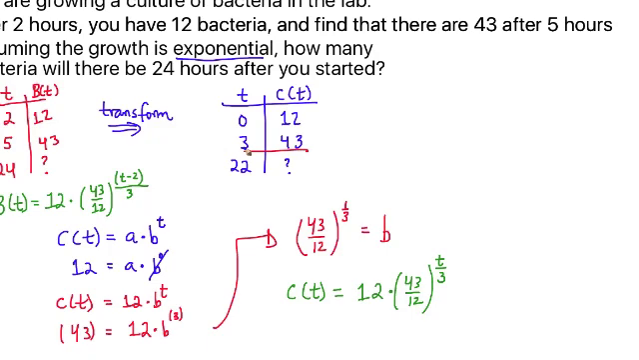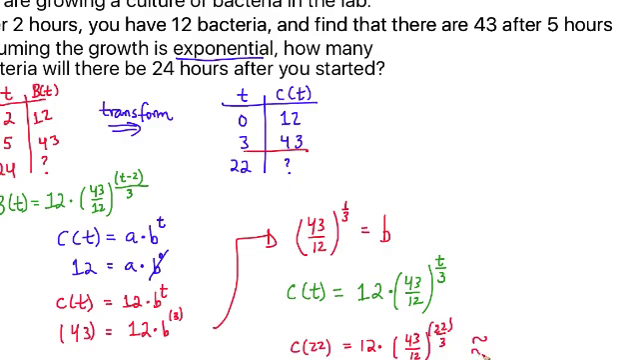So these numbers in blue are 2 less than all the numbers in red. Okay, good thing we checked that. So anyways, we could take 24 and plug it into b of t, or we could take 22 and plug it into c of t, and we'll get the exact same result. So let's just plug 22 into c of t. C of 22 is equal to 12 times 43 over 12 raised to the 22 over 3.